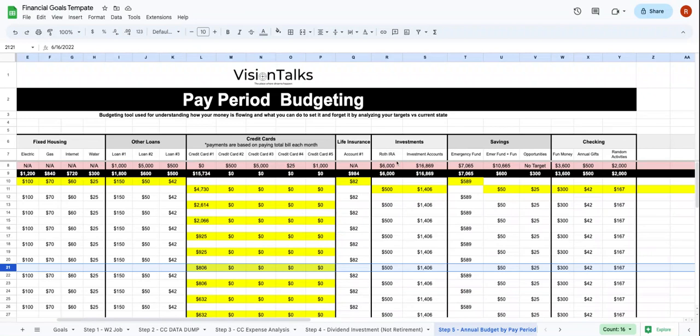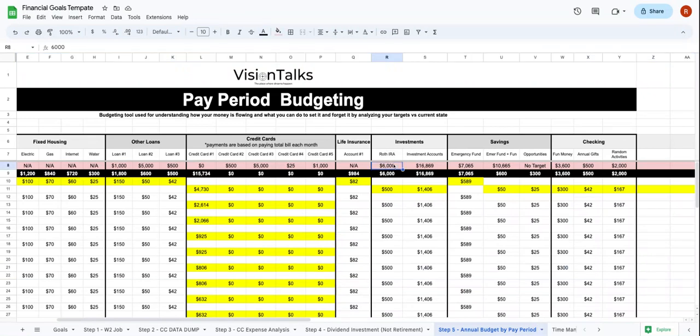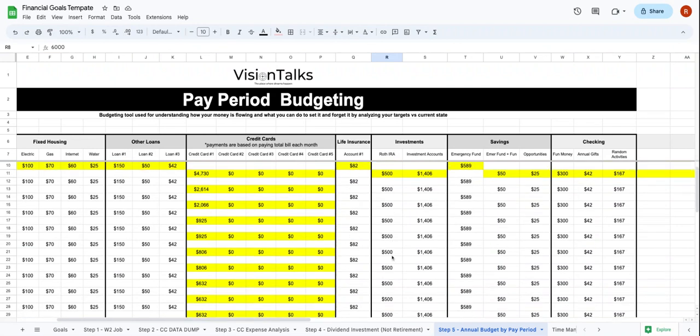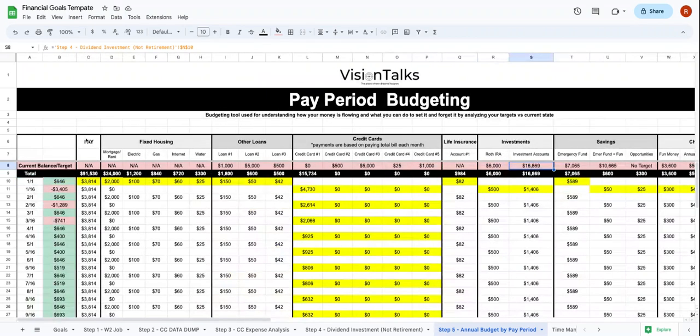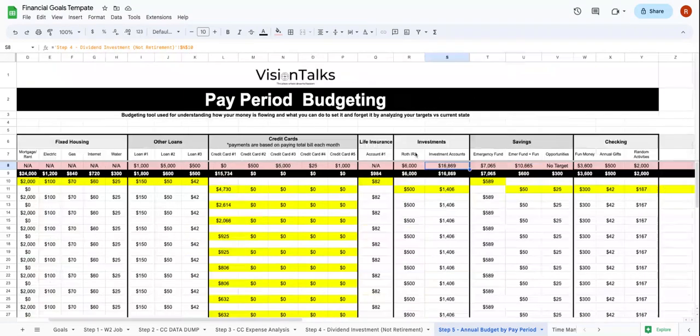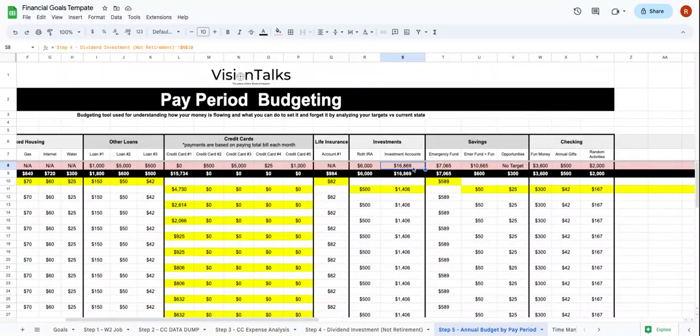Investments. So your Roth IRA, try to meet the max. I think this max actually has gone up. So what does that look like per month for the full year to get to that max? Investment accounts. What happens here is this is saying, what's my target? So this goes back into current balances or target. So my target is 16, almost $17,000.